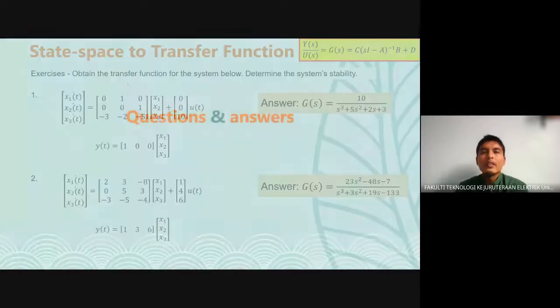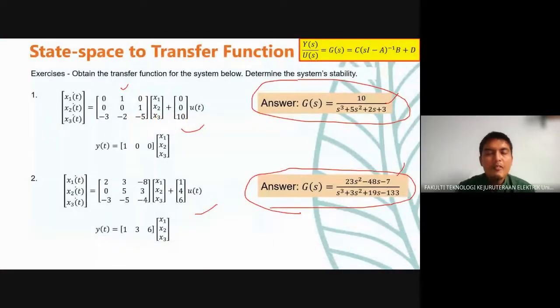I believe converting state space to transfer function is really easy. Just use this formula. After you use this formula, make sure you know how to do the inverse of the matrix sI minus A inverse. This is the crucial part in order to convert from state space to transfer function.